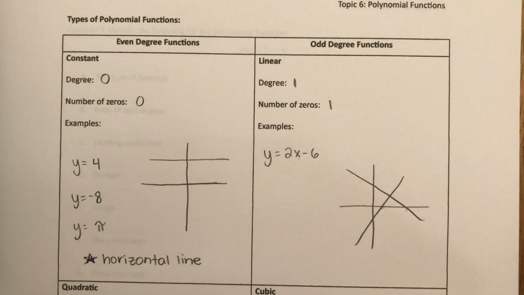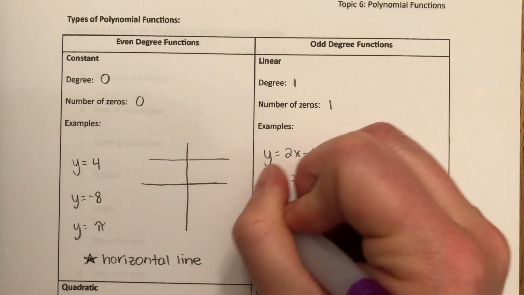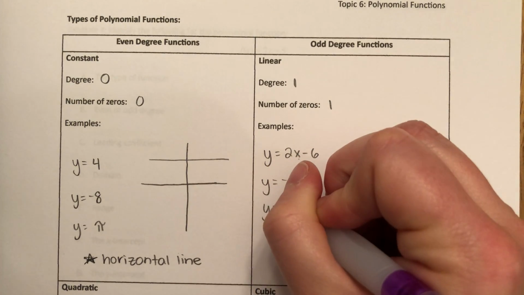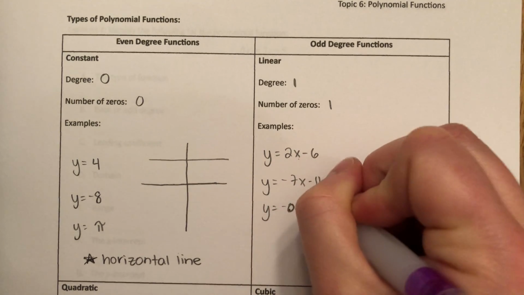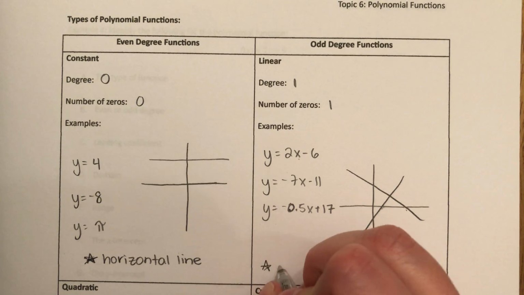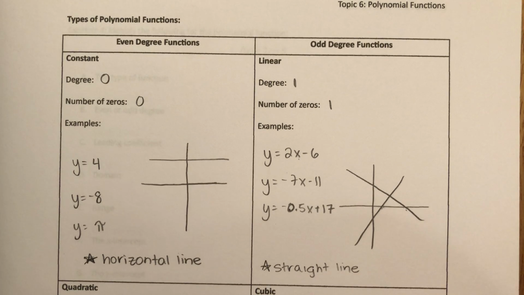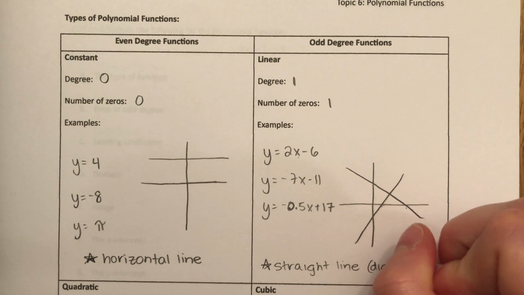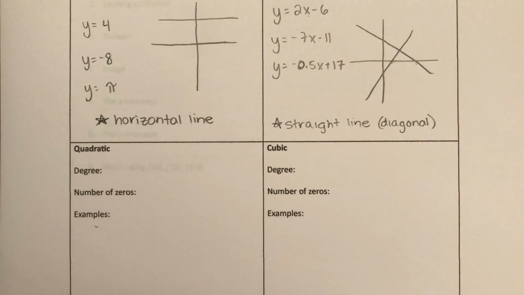Got one y-intercept, so we could have like y equals -7x minus 11. We could have y equals -0.5x plus 17, right? Any sort of linear y equals mx plus b equation fits this category. So this is just going to be a straight line that's not horizontal. Generally diagonal would be a good word to describe it.